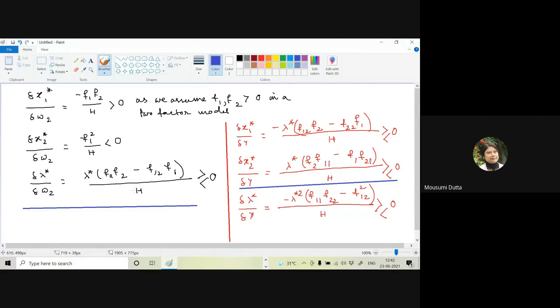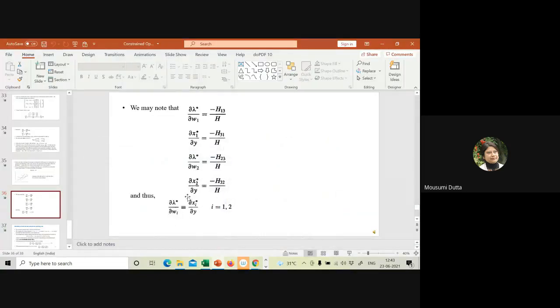Does anyone have any doubt? Please clear all the doubts you have, otherwise you will get a lot of confusion. So this condition holds. For del lambda star by del w1, you will get del x1 star by del y, and for del lambda star by del w2, you will get del x2 star by del y. So this reciprocity relation is also valid.